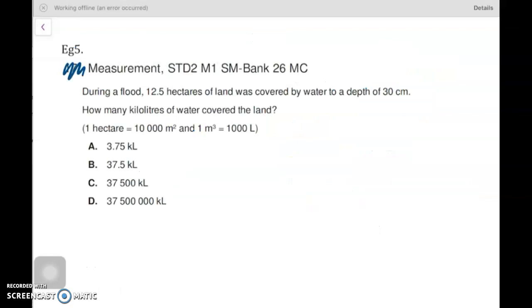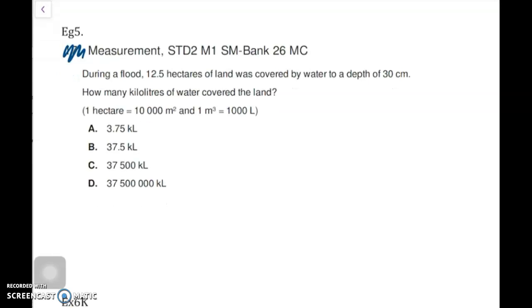Now, the next question we have here is we have 12.5 hectares of land, which is covered by water to a depth of 30 centimeters. And the question is, how many kiloliters of water is covering the land? So for this question, I want you to have a go on your own and write down your answer in your workbook and upload that on Google Classroom for me. And we'll go through the answers tomorrow, but I'll help you get started with the question.